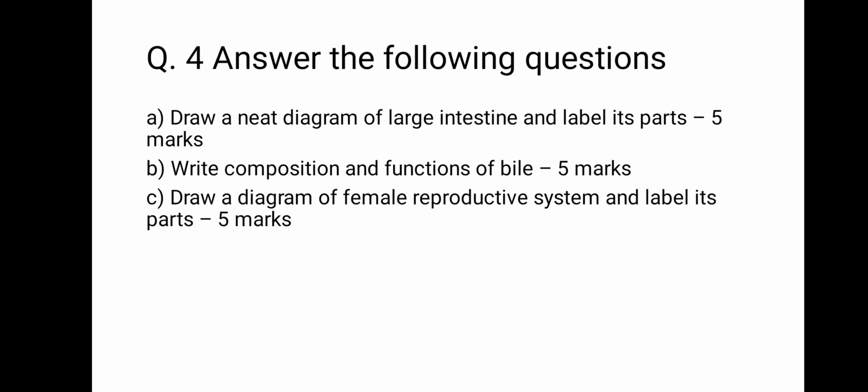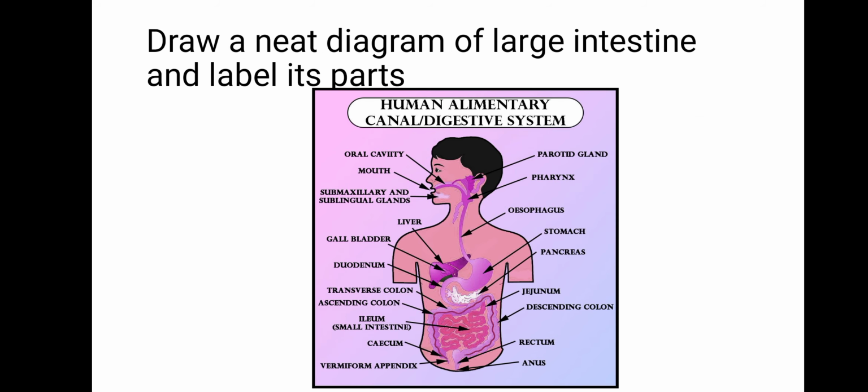Answer the following questions. A. Draw a neat diagram of large intestine and label its parts, 5 marks. B. Write composition and functions of bile, 5 marks. C. Draw a diagram of female reproductive system and label its parts, 5 marks.